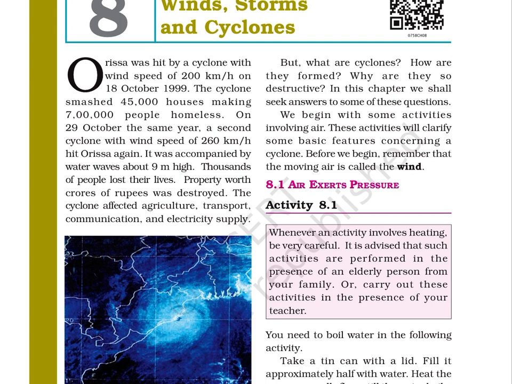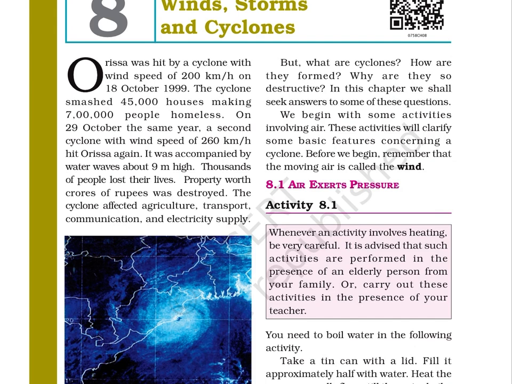Page 80. Orissa was hit by a cyclone with wind speed of 200 kilometers an hour on 18th October 1999. The cyclone smashed 45,000 houses, making 7 lakh people homeless. On 29th October the same year, a second cyclone with wind speeds of 260 kilometers an hour hit Orissa again.